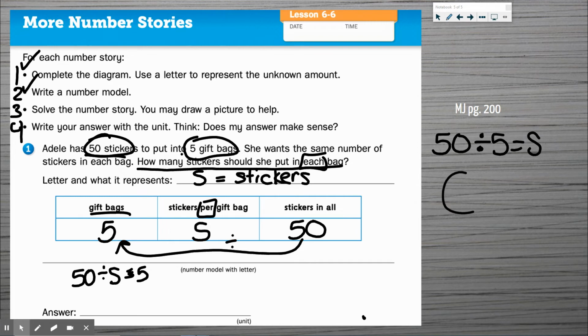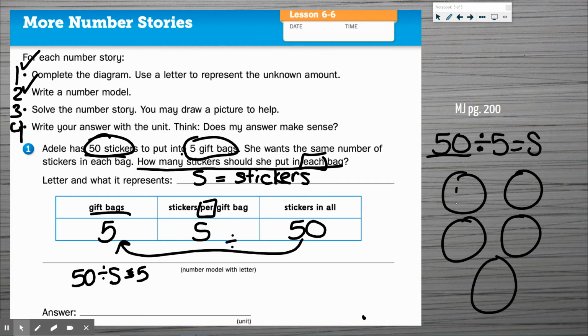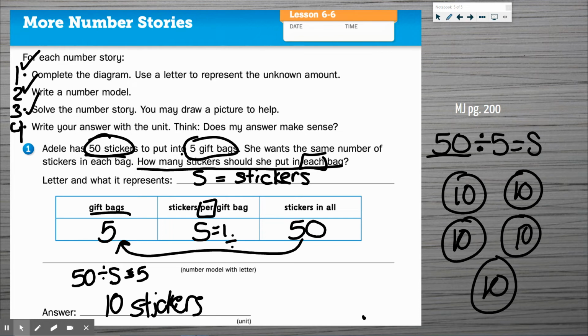So I could draw my 5 gift bags, and I split the 50 equally, I get 10. So my answer is... I've solved it, and I'm writing my answer is 10, and my unit is stickers. So one way that I can check it is I can put it back into my model. So S equals 10 is what we found out. Let's check it. 5 times 10 equals 50. It makes sense. So I wrote the answer with the unit.